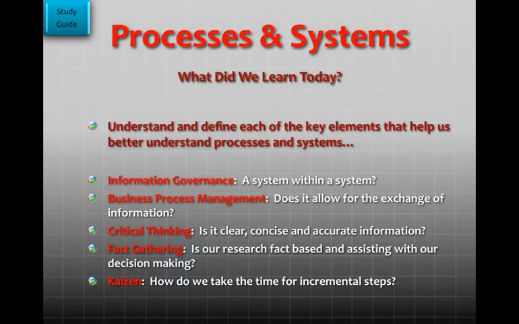So what did we learn? We learned that we have differences between processes and systems, but then a process can operate within a system. We understand that critical thinking is important for information gathering, but we need further fact gathering in order to make a decision. And we learned that we need to take incremental steps toward improvement, but all of this can be part of the business process management. So there's an exchange and an interaction amongst these 5 elements.